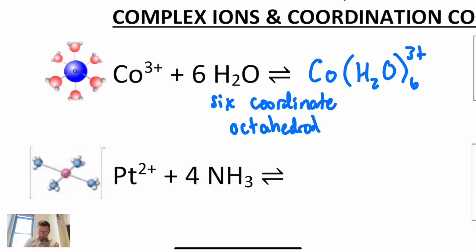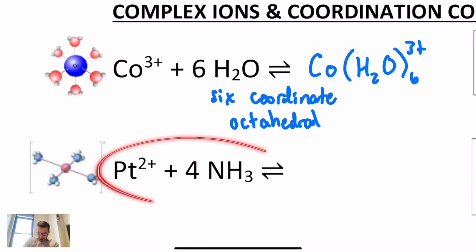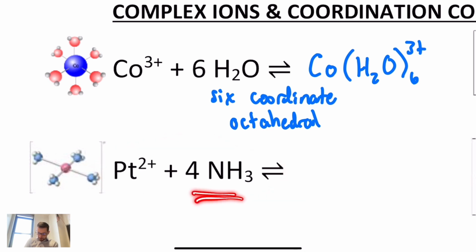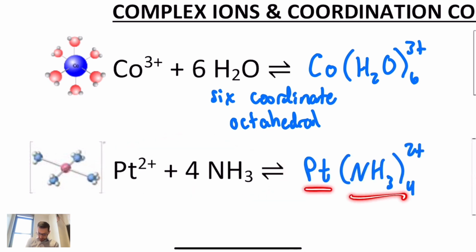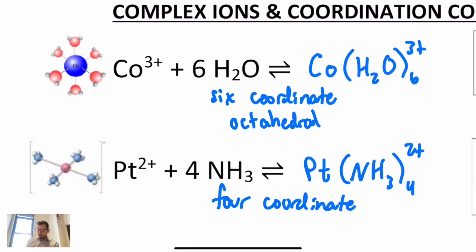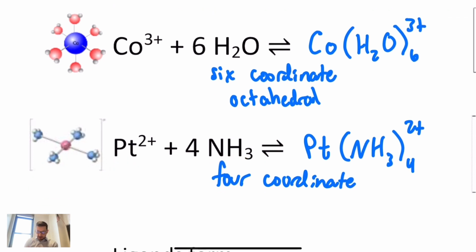Right below it is a platinum complex with 4 ammonias. That would be Pt, 4 ammonias. Notice the overall charge is the sum of the charges of the reactants. 4 neutral amines, ammonias, and a platinum 2+ gives you a platinum tetraammine 2+ complex. This is a 4-coordinate complex because there's 4 covalent bonds between the ligand and the Lewis acid. And unlike the tetrahedral geometry we saw in the fall semester, this one exhibits a square planar geometry.